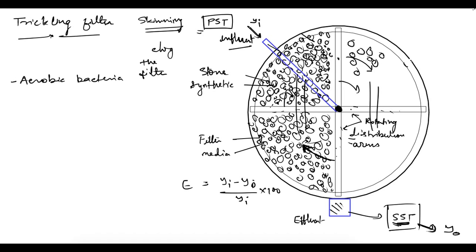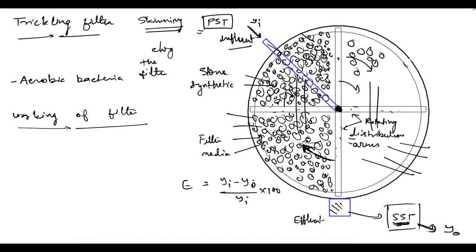So how does this trickling filter work? You can see the working of filter now. As I said, aerobic bacteria does most of the treatment in this case. So air vents are provided below this filter to give the proper supply of oxygen.